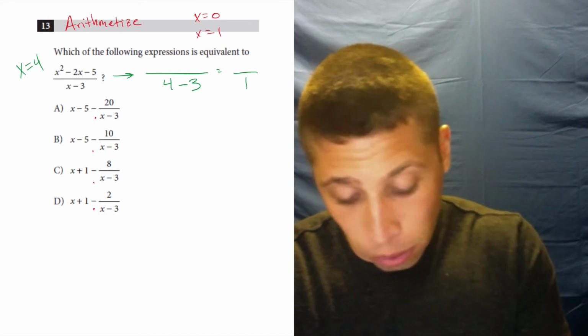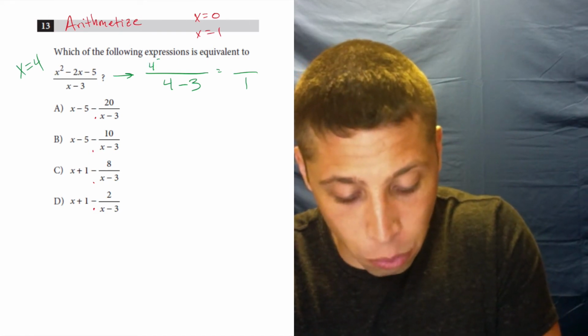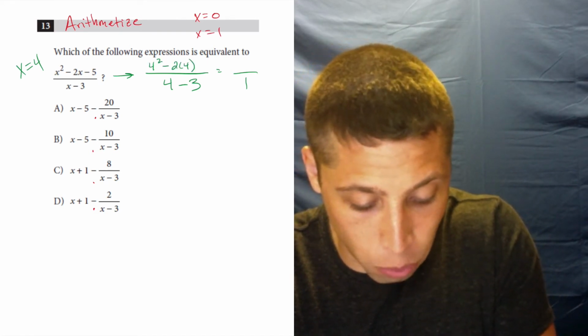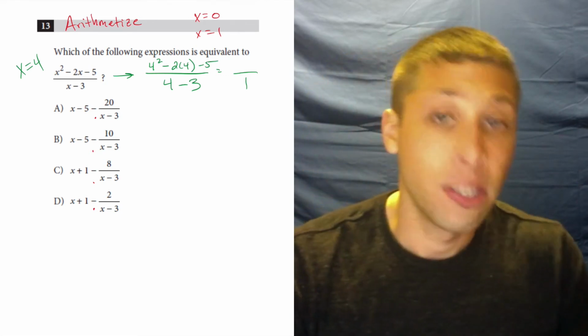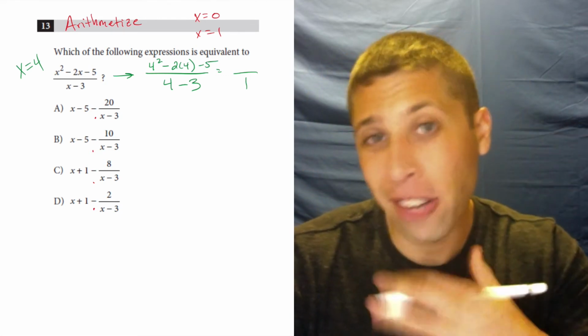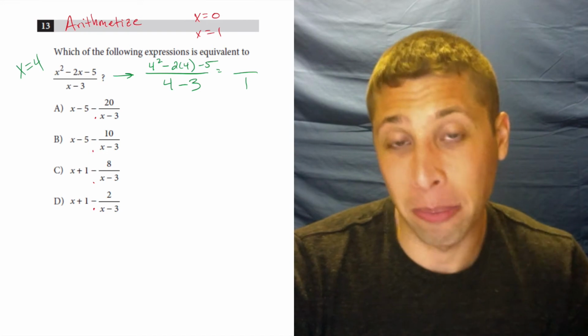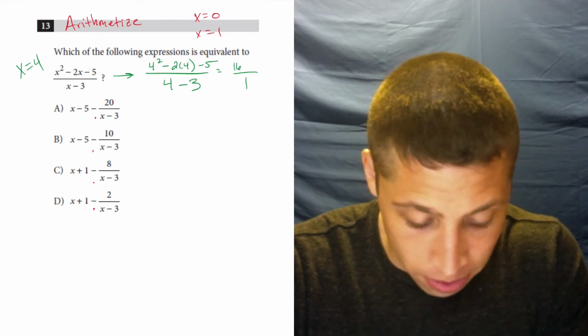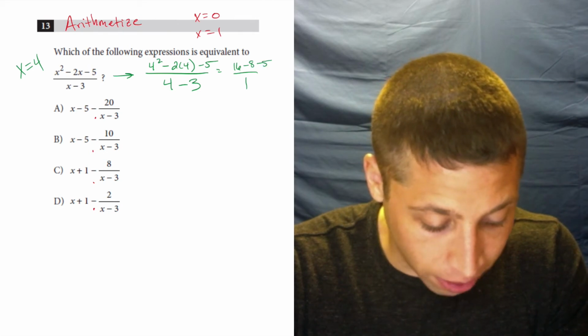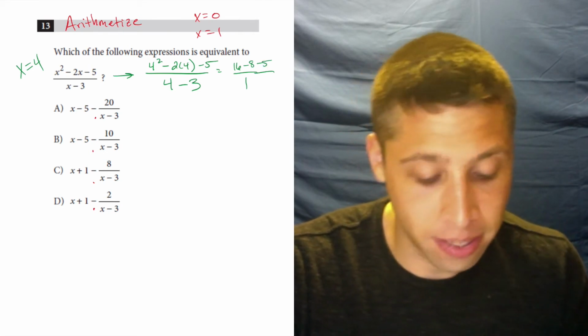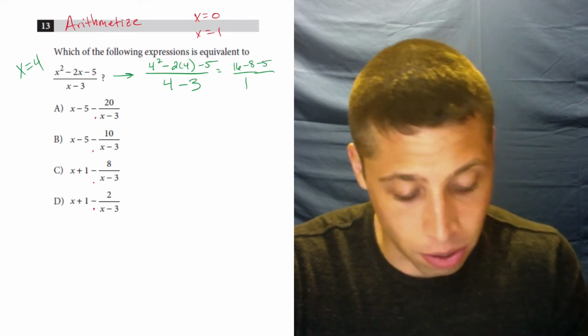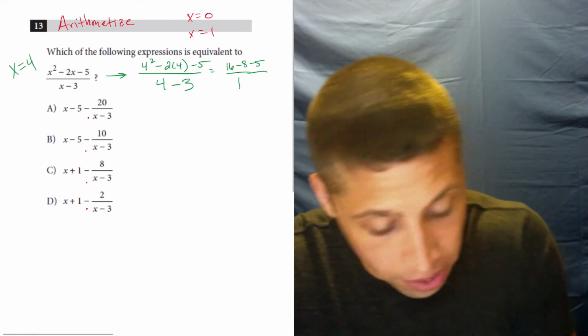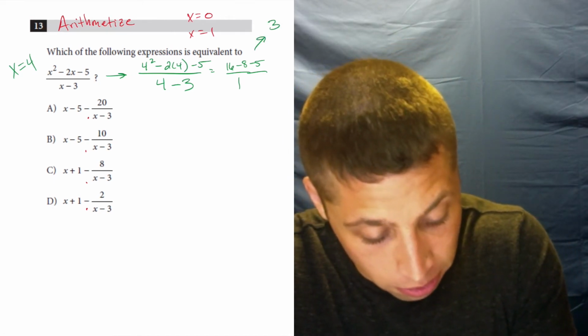But if I pick 4, it's got to be 4 everywhere, right? So that means 4 squared minus 2 times 4 minus 5. So I removed one complication. Maybe I created another by now having some slightly bigger numbers, but it's okay. 4 squared is 16, 2 times 4 is 8, and 5 is 5. So 16 minus 8 is 8, minus 5 is 3. So this amounts to, let me just put it up here, 3.